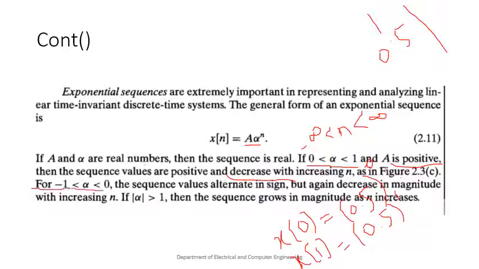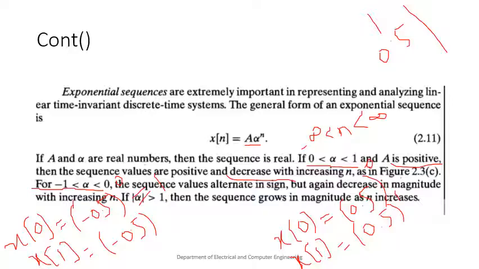If alpha is between minus 1 and 0, what will happen? We can check that x of 0 is equal to 1, and A is positive, so just forget about A. Take alpha as minus 0.5. Minus 0.5 raised to power 0 is equal to 1. Then x of 1 is minus 0.5 raised to power 1, which is minus 0.5. So this is again decaying, but with alternate sign.